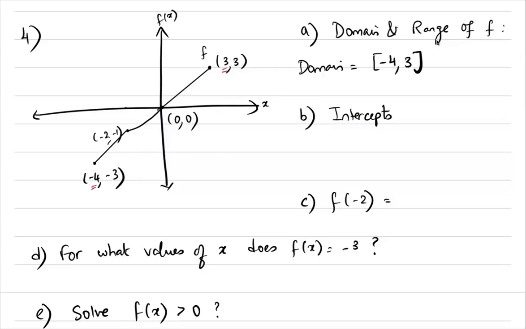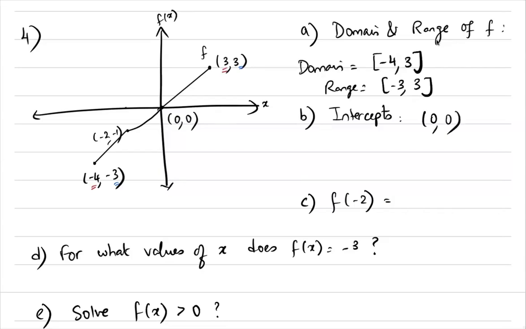Then what is the range? The range is all the y values which are from -3 to +3. Again, where do they come from? Comes from here to here. Okay. So the next question is, what are the intercepts? The intercepts, what are the x-intercept and y-intercept? It looks like there is only 0, 0. That is the only place where the graph meets either the x or the y-axis.